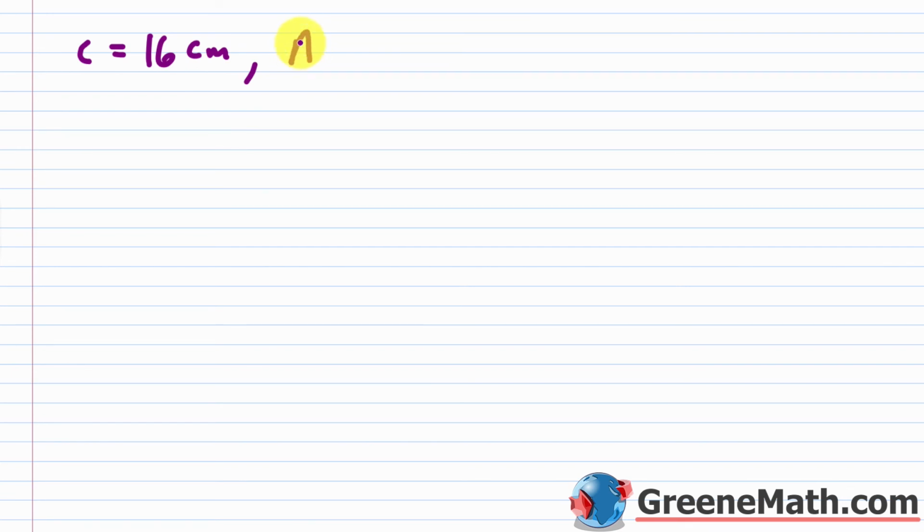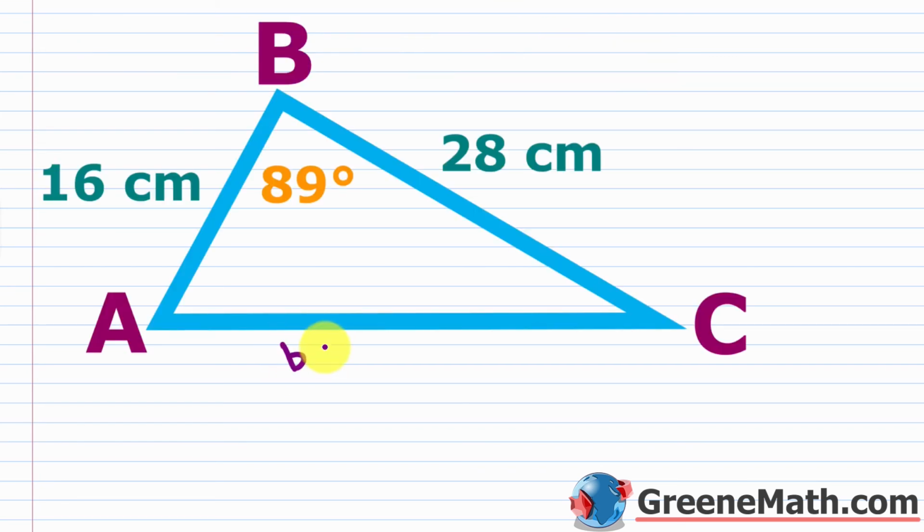Let's say that angle B is 89 degrees. And then let's say that side A is going to be 28 centimeters, okay? So again, the first thing I want to do is find the missing side, right? So we're going to say B is equal to what?